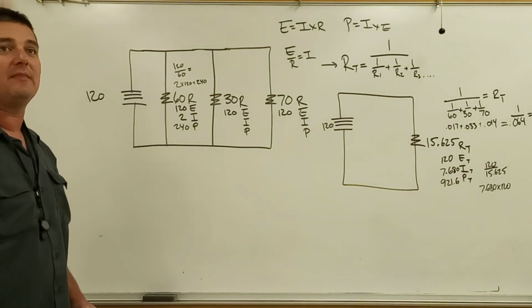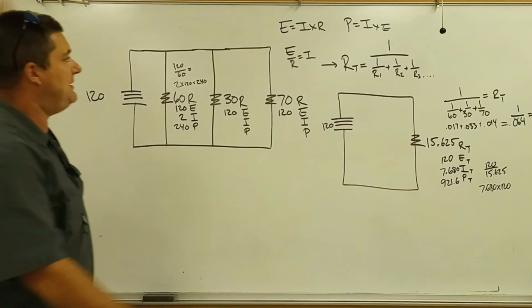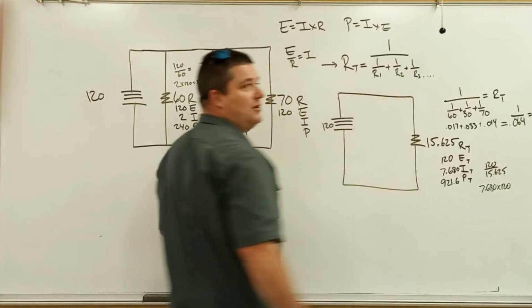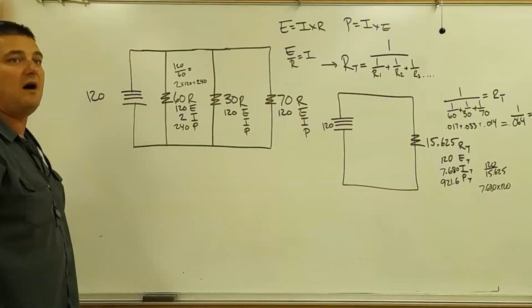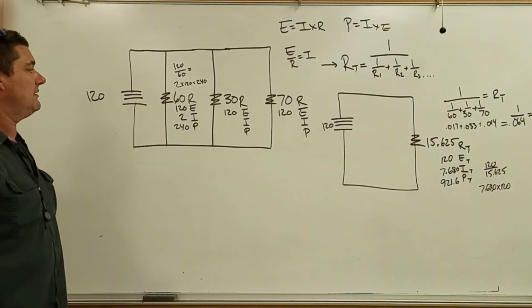Yes, sir? What did you do to get the P again? P equals I times E. Current times voltage equals wattage. No problem.